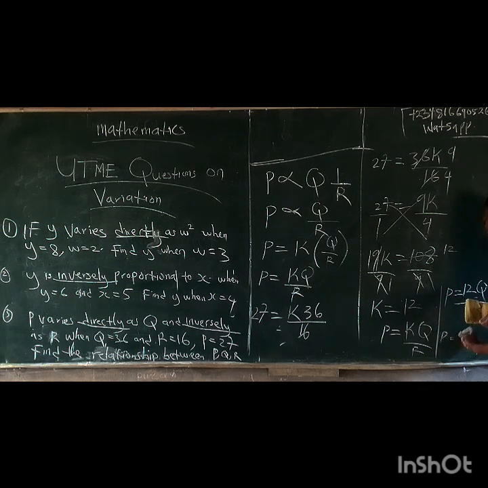So my P equals what? 12Q over R. So the relationship between them is P equals 12Q over R. That's exactly what you're asked to do: find the relationship between P, Q, and R. So this is the relationship. So that is it.